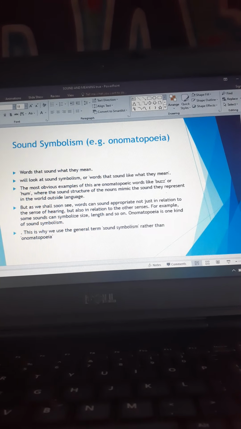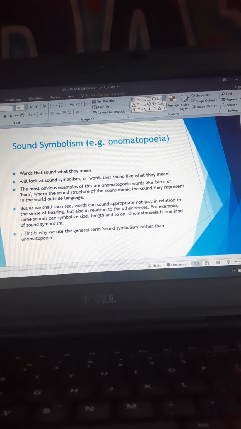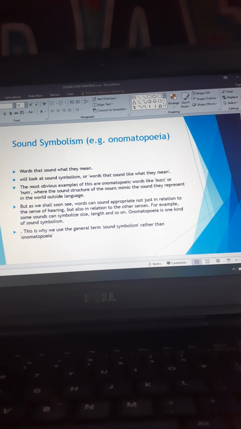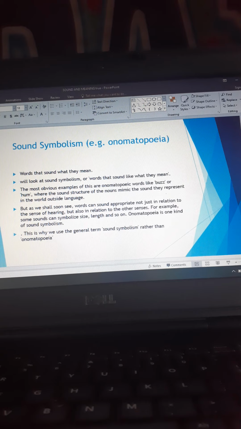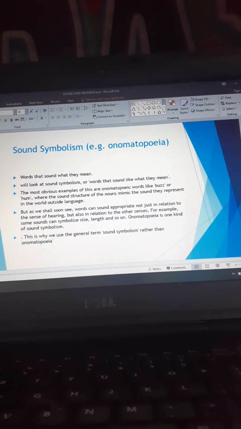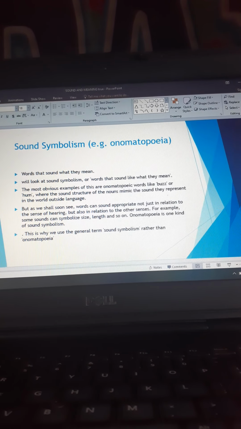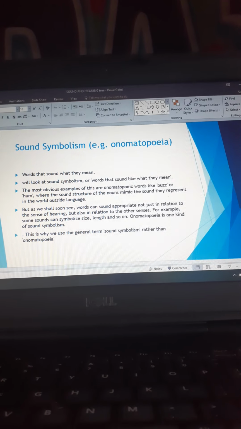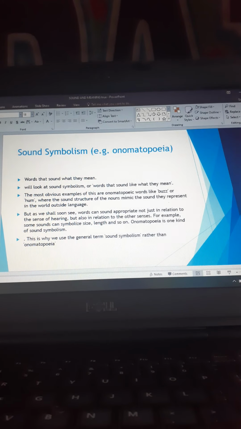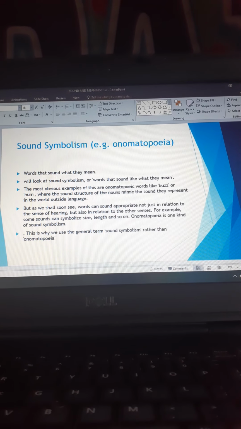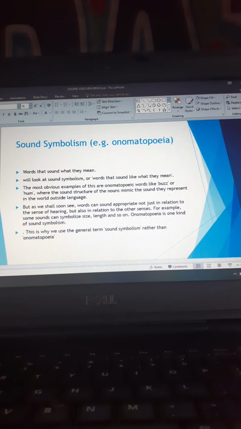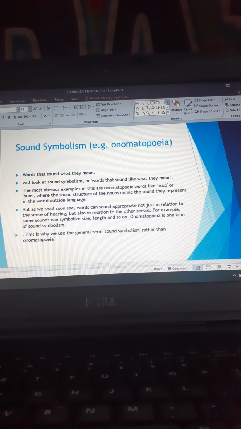Sound symbolism. An example of this is onomatopoeia. So, sound symbolism is words that sound like what they mean. The most obvious examples of this are onomatopoeic words like buzz or hum, where the sound structure of the words mimics the sound they represent in the world outside language. But as we shall soon see, words can sound appropriate not just in relation to the sense of hearing, but also in relation to the other senses.